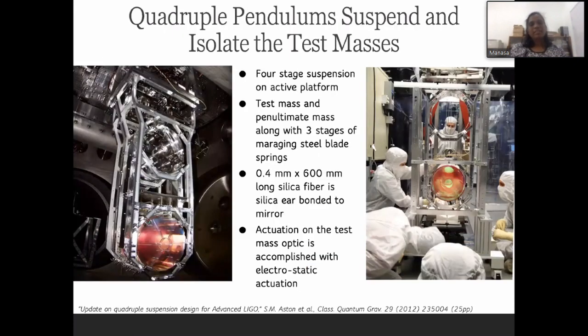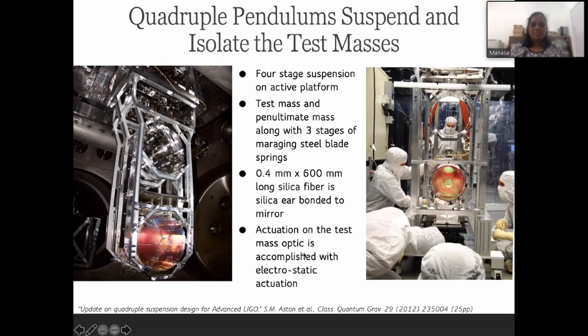So what you see in here is a four-stage suspension that is being used for one of the test masses. As you can see, the one with the red tinge is actually the test mass with the polymer coating on top to protect it during assembly. And what you see in here is the test mass, and then you see the penultimate mass, and then there are two other stages on top, which are steel blade springs that offer isolation and make a fourth stage quad suspension. The mirror is suspended using a few silica fibers that are welded to the sides of these mirrors.